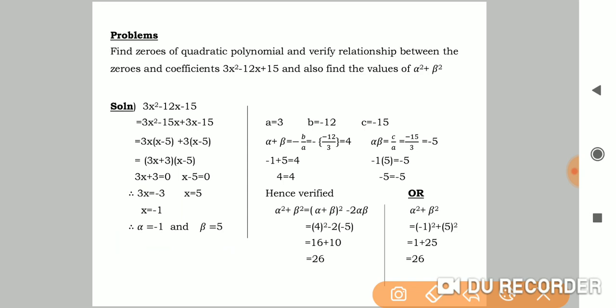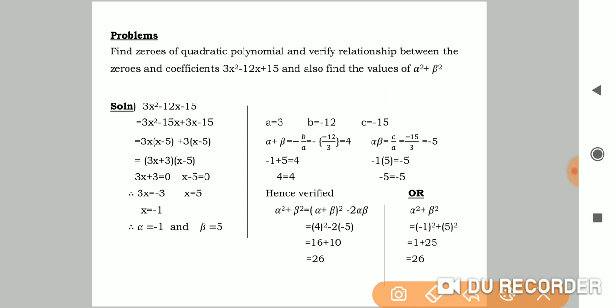Now let us see the coefficients of this quadratic polynomial. In place of x square coefficient, we have a, that is nothing but 3. So a is equal to 3 here. Then coefficient of x, that is b, here we have minus 12. We have written b as minus 12. Then the constant, the last term, that is the absolute term, minus 15, that is c is equal to minus 15 has been written.